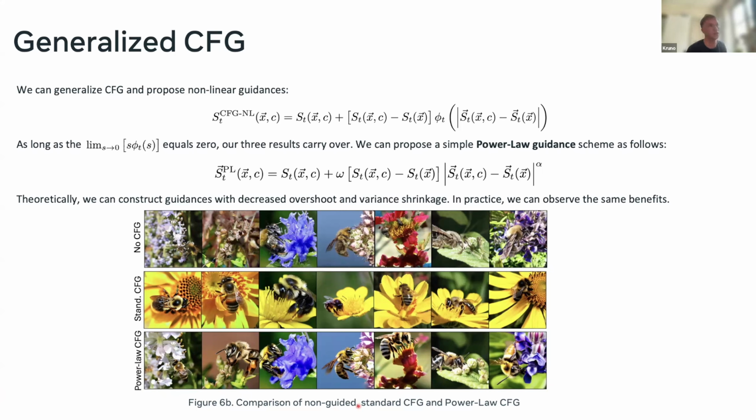And this comes at a certain cost: the fact that we've introduced an additional hyperparameter. But hopefully I can convince you in a slide or two that it's actually not that costly.